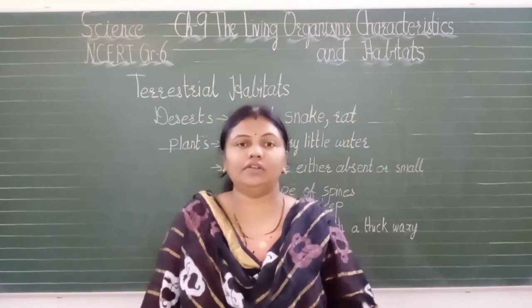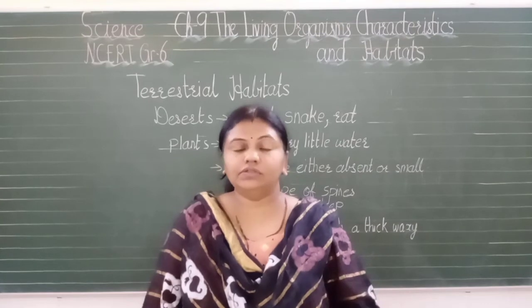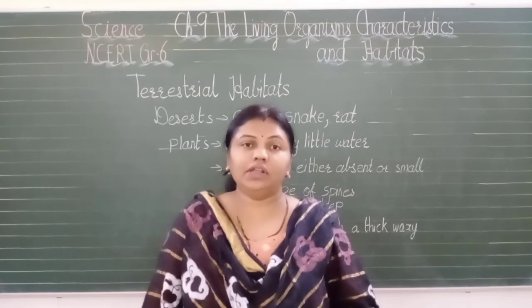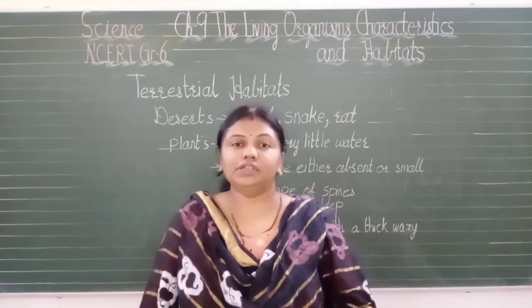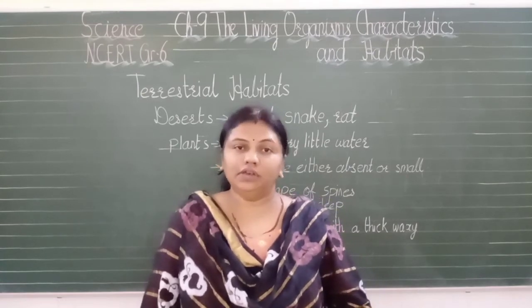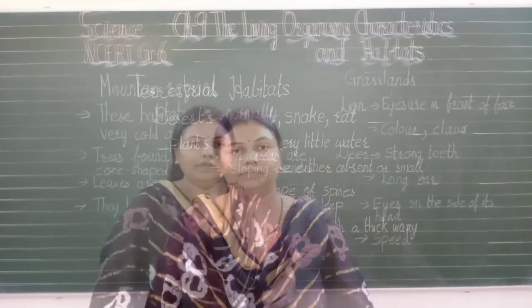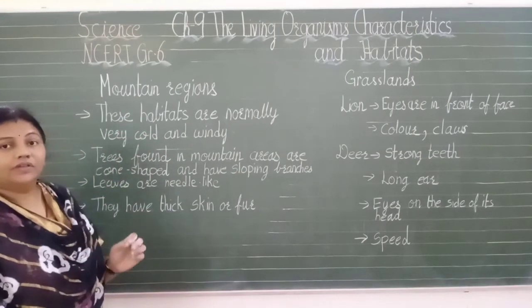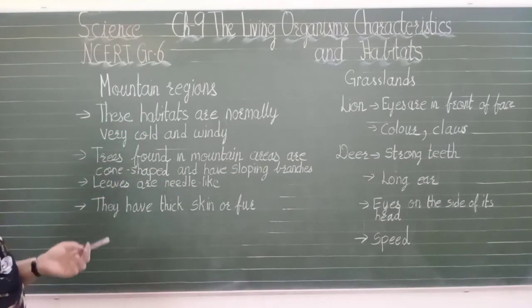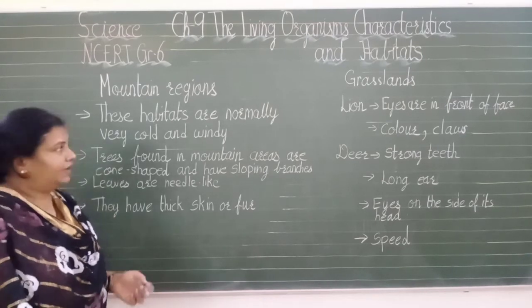Such kinds of features are found in the trees, in the leaves, in the plants, and different kinds of features are found in the desert animals which help them to live in the desert. They have a certain kind of adaptation. We will see about the mountain regions. Which kind of animals are found in the mountain regions and which kind of features are they having?